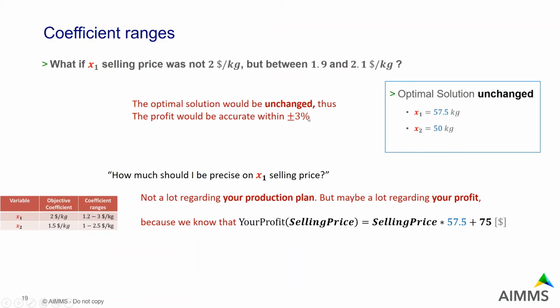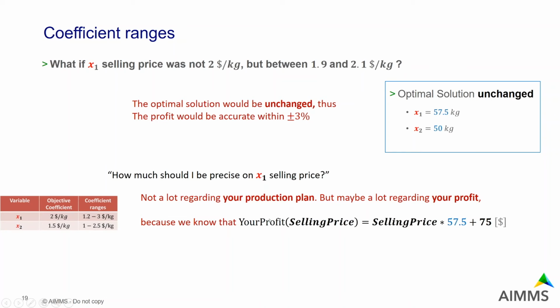Thus, if the optimal solution would be unchanged, we could track the profit by just multiplying the price with the quantity that are here unchanged. Another type of question that we could answer is how precise should I be on the X1 selling price, thus on my production plan, for example. Well, in our small example, on the production plan, not a lot, because you could have a 50% increase or decrease and the production plan will be the same. But maybe a lot regarding your profit.